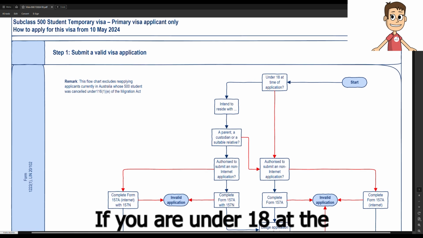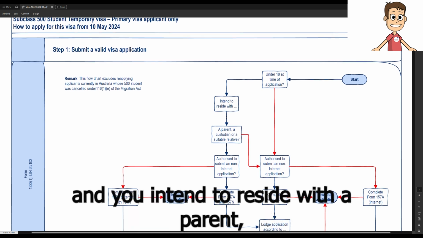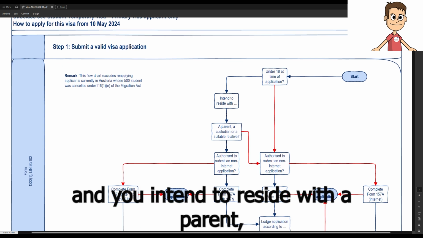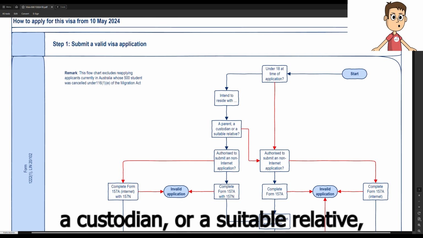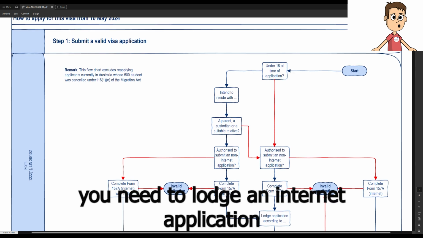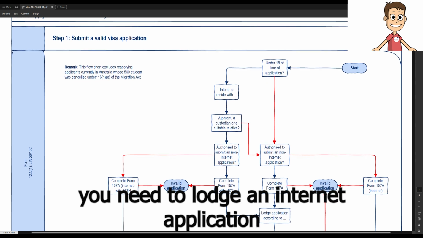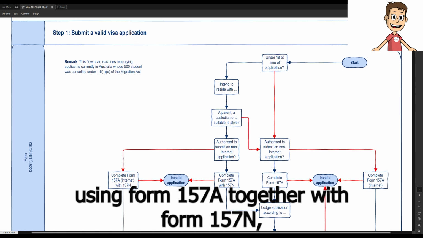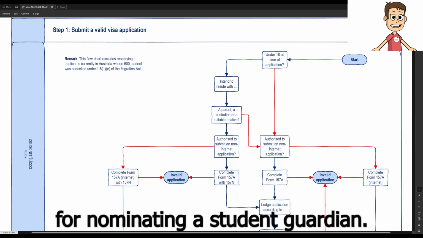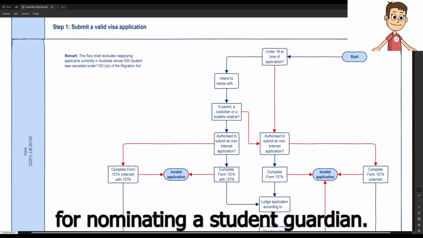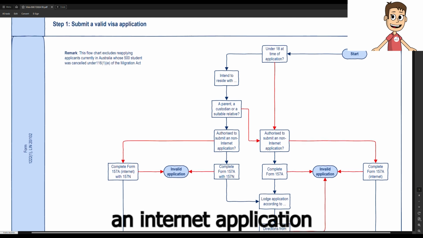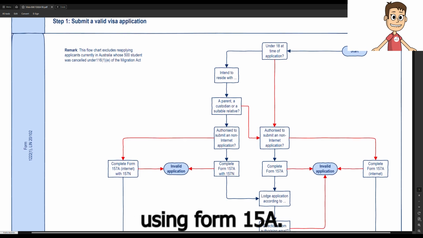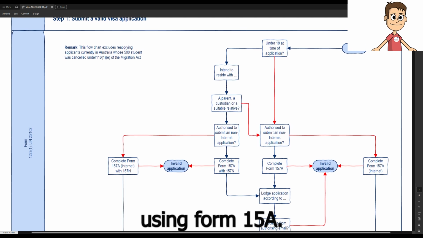If you are under 18 at the time of application and you intend to reside with a parent, a custodian or a suitable relative, you need to lodge an internet application using Form 157A together with Form 157N, which is a form for nominating a student guardian. Other applicants will lodge an internet application using Form 157A.